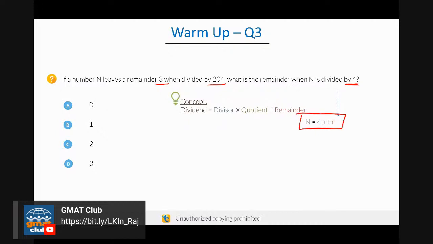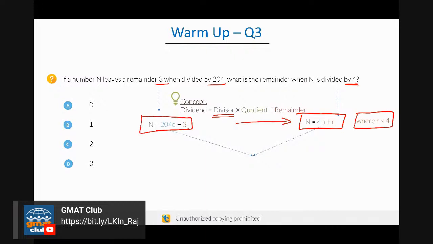Now we look at what's given to us. And remember, the constraint is that the remainder must be greater than or equal to 0 and less than the divisor. Throughout this webinar, I'm going to talk about this equation. So what's given to us? What's given is n can be expressed as 204q plus 3, because it leaves a remainder 3 when it's divided by 2 or 4. So we combine this: this is what's given to us, and this is what we want to express n as. So can we express 204q as 4p?